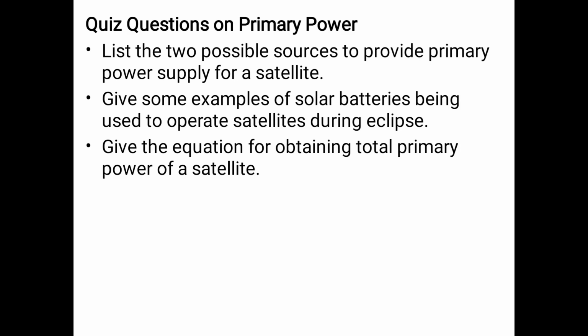So from this we want to know the possible questions. List the two possible sources to provide primary power supply for a satellite. Give some examples of storage batteries being used to operate the satellite during eclipse. Give the equation for obtaining the total primary power of the satellite.